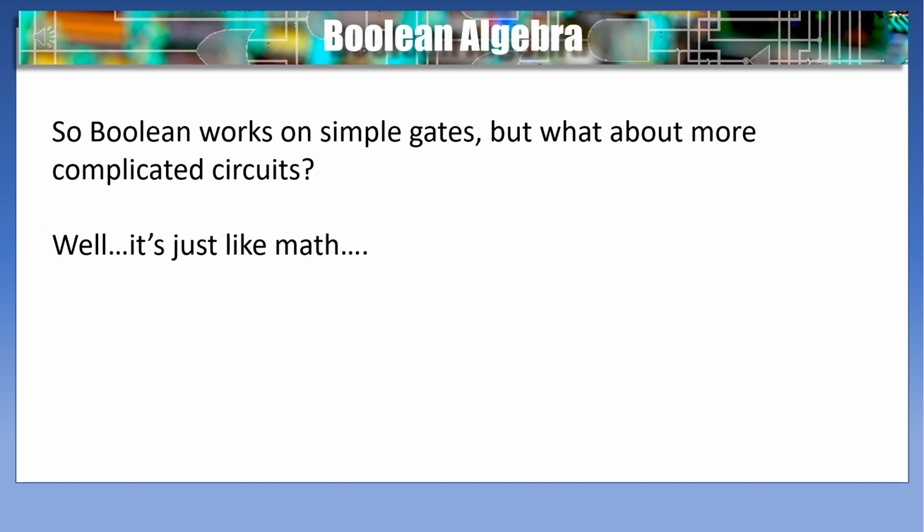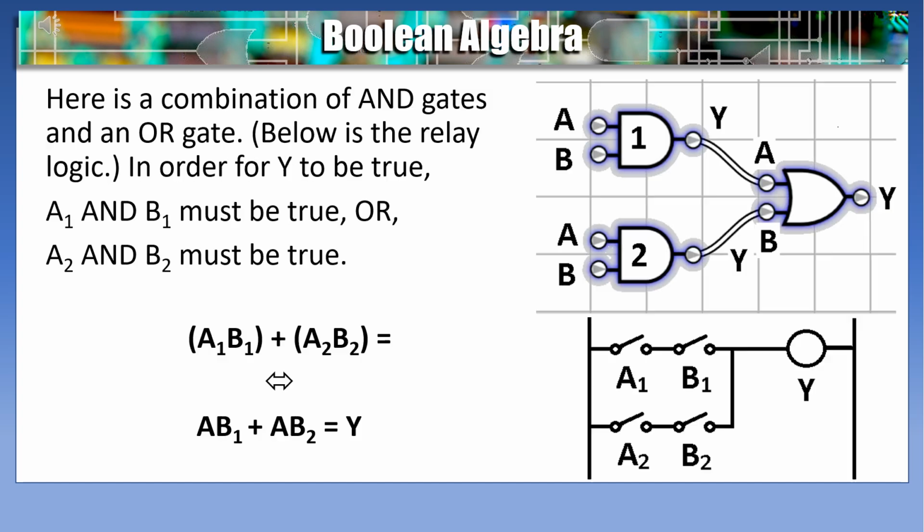Okay, so Boolean works on simple gates. But what about more complicated circuits? Well, it's just like math. Here's a combination of AND gates and an OR gate. Below is the relay logic if you wish to follow along. In order for Y to be true, the A and B inputs of gate 1 must be true, or the A and B inputs of gate 2 must be true.